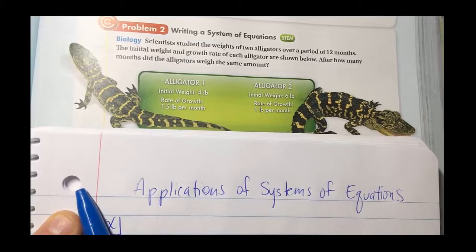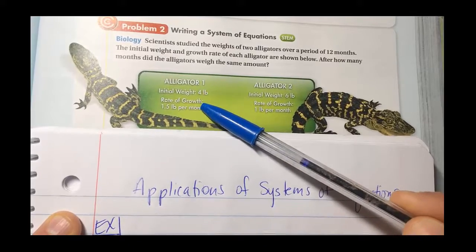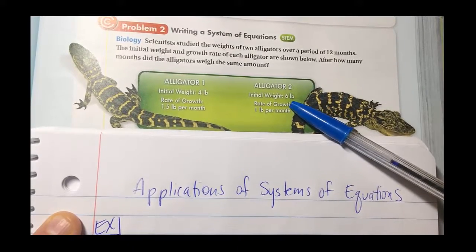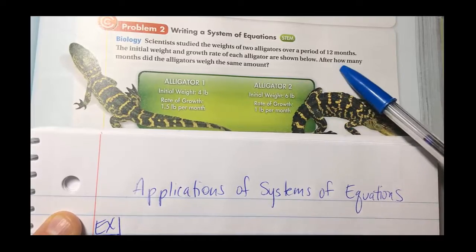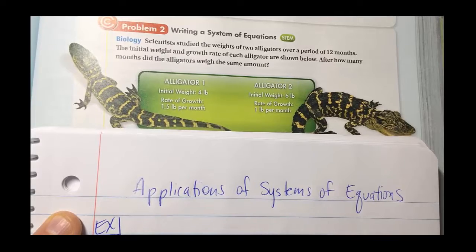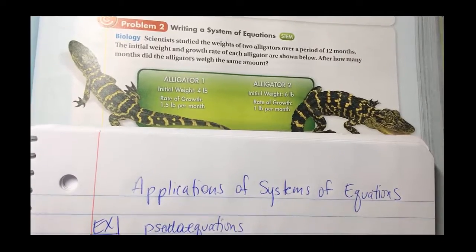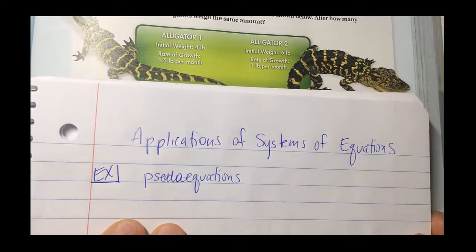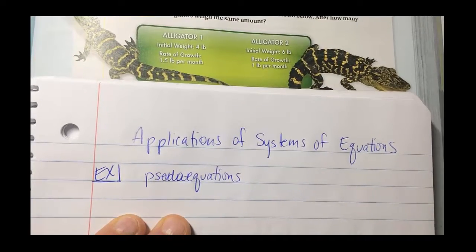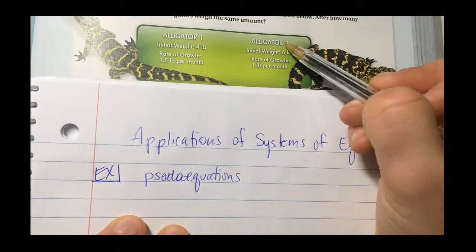We're going to use the same model that you're going to use in class on Wednesday. So the problem tells us the initial weight and the growth rate for each alligator, and we have to find how many months did the alligators weigh the same amount. Okay, so we're going to write some pseudo-equations here. And pseudo-equations means equations that are part words and part math, not quite the full equation yet. Okay, so I noticed here that I've got alligator 1 and alligator 2.